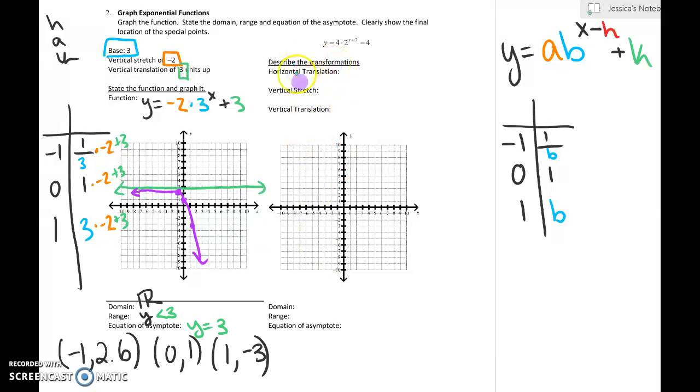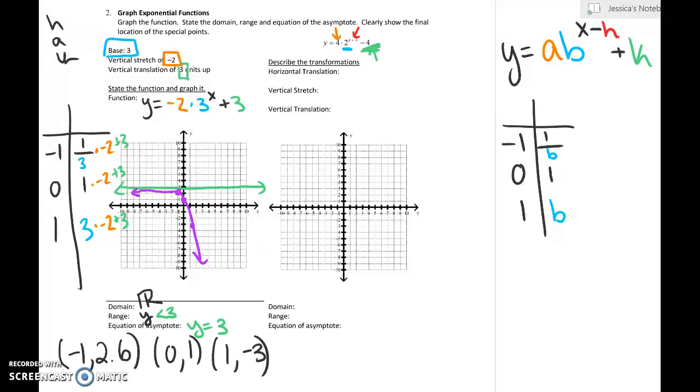So this one should look familiar. This one you were kind of going backwards. I gave you information, and I wanted you guys to write the equation. Here, you're given the equation. I want you guys to do all this. So I'm going to go ahead and color code things. So that's my B. My H is right there. My K is right there. And then my A is right there.